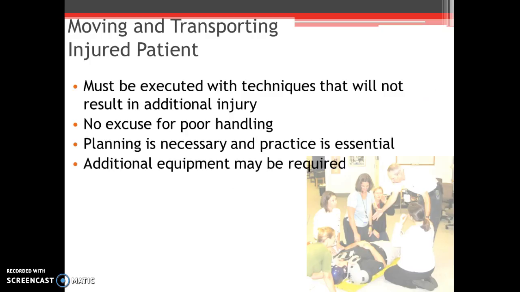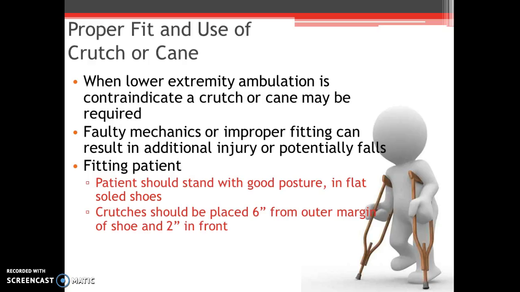All right, moving and transporting an injured patient. You just need to be really careful. This is something that during your emergency action protocol would need to be covered, and the more that you practice this, the more comfortable you are if in fact you need to do this.